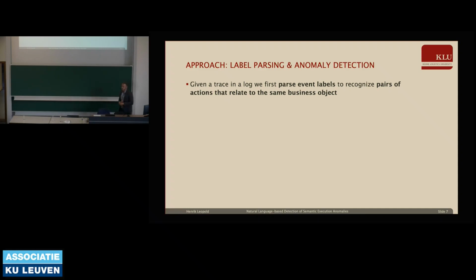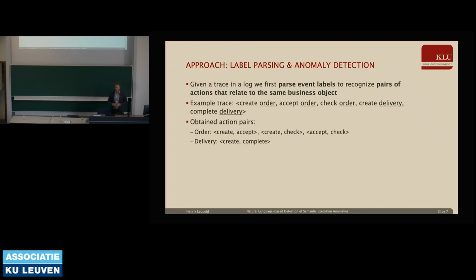Once we have this, the idea is that we can use that knowledge base to parse the labels and then detect anomalies that relate to the same business object. So let's look at a quick example. So you have this trace: create order, accept order, check order, create delivery, and complete delivery. And if you break it down to the action pairs, you see that, well, we get those: create accept, create check, accept check, and create complete. Yeah, the first relating to order, the second relating to delivery.